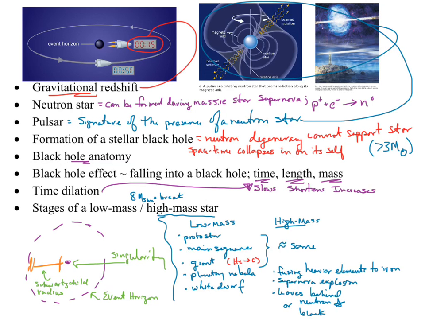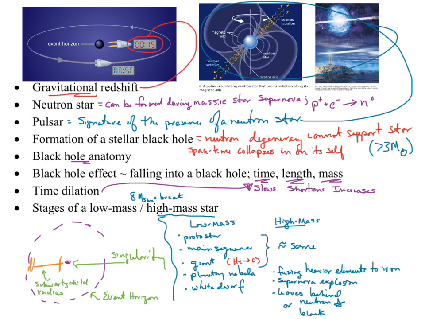The last one, stages of a low mass and high mass star. I went ahead for your convenience here in blue. I have how does a low mass star live its life. It starts out as a protostar, then arrives at the main sequence. It goes into a giant stage. It fuses helium into carbon. It'll end up ending its life as a planetary nebula and a white dwarf.